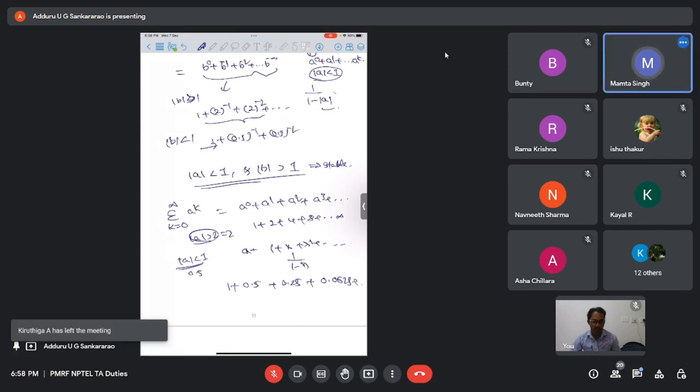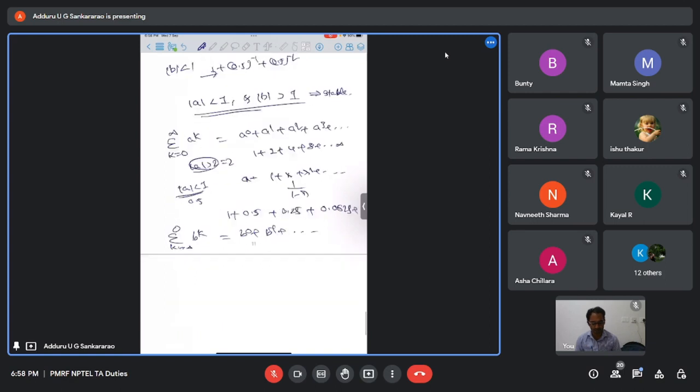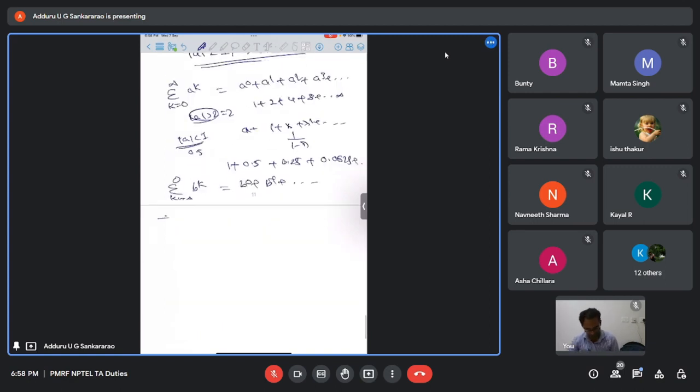Similarly, the second case is k equal to minus infinity to 0, b power k. So b power minus terms are coming: b power 0, b power minus 1, like this. In this case, if mod b is greater than 1, we will get a finite quantity. Later you can check. I'm just skipping it in the interest of time.